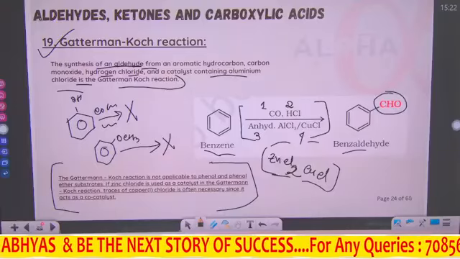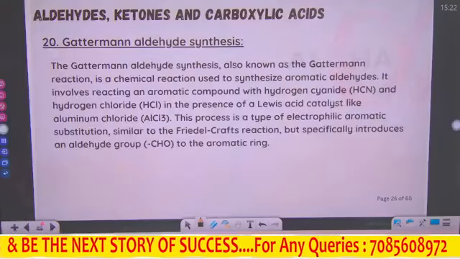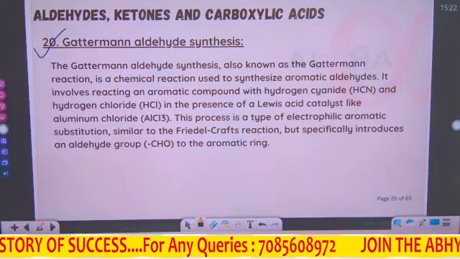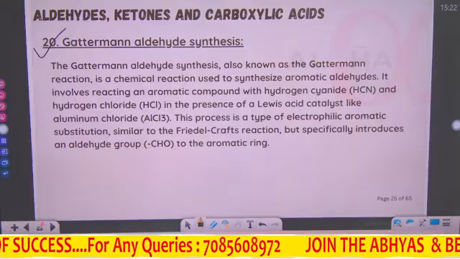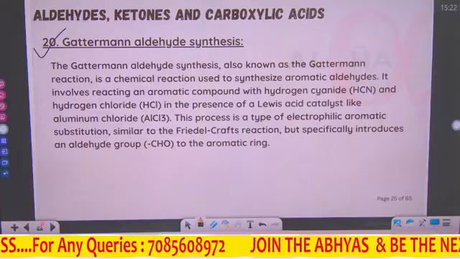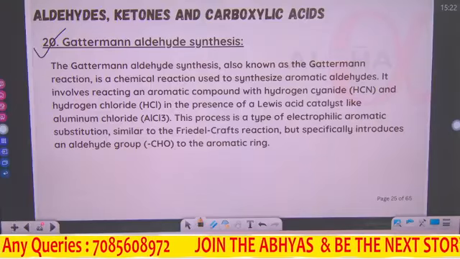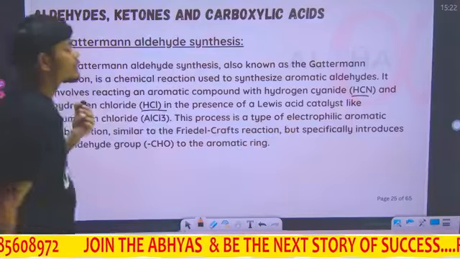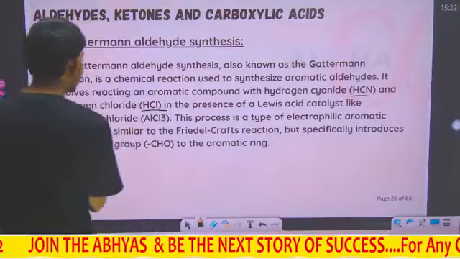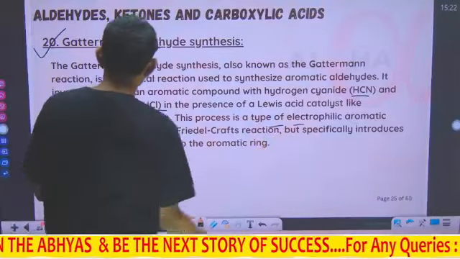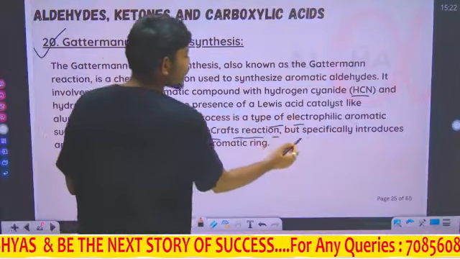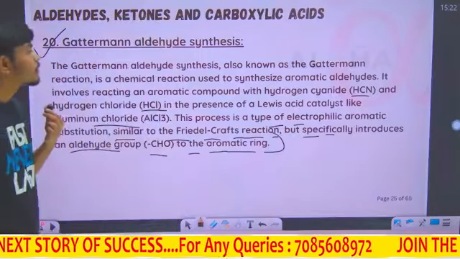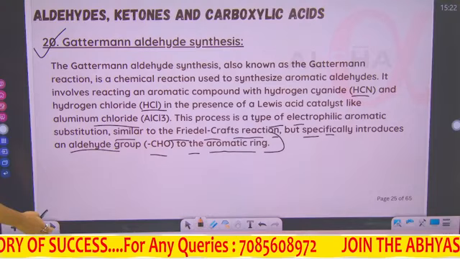Moving on, what do we have? Gattermann aldehyde synthesis, as I've said earlier, you can go through the language. Aromatic compound with hydrogen cyanide and hydrogen chloride, HCN and HCl are your reagents in the presence of AlCl3. This process is a type of electrophilic aromatic substitution similar to Friedel-Crafts reaction but specifically introduces an aldehydic group, CHO, in the aromatic ring. So this is your Gattermann aldehyde synthesis.